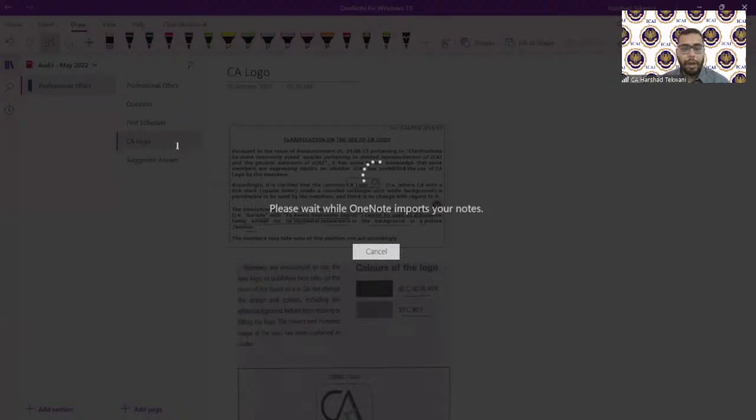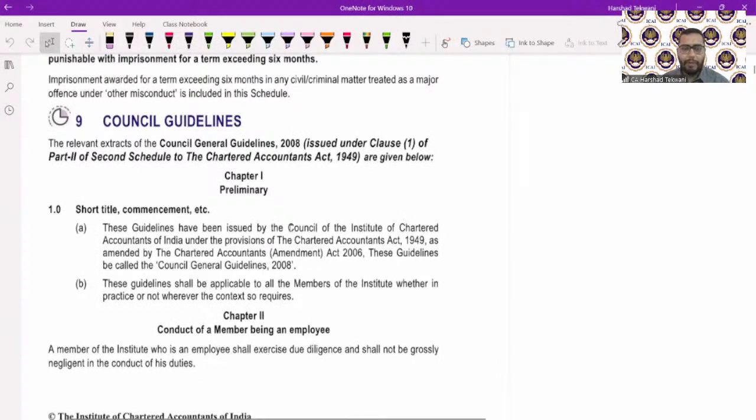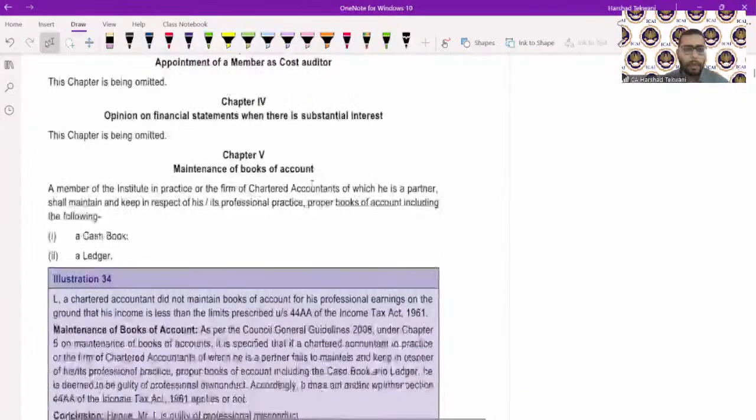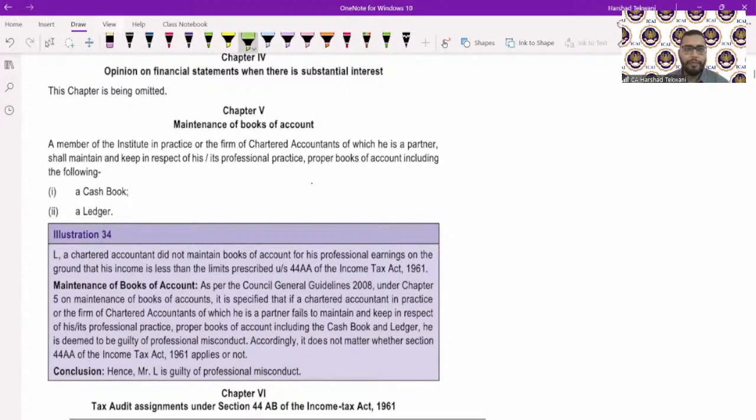Now in your module it is page 18.112. So we are talking about Council General Guidelines 2008. First, maintenance of books of account, which is chapter 5. What does chapter 5 talk about? That a member of the institute in practice or a firm of chartered accountants of which he is a partner shall keep and maintain proper books of account. When I say proper books of account, that means a cash book and a ledger. These are the minimum which are mentioned that you are required to maintain.